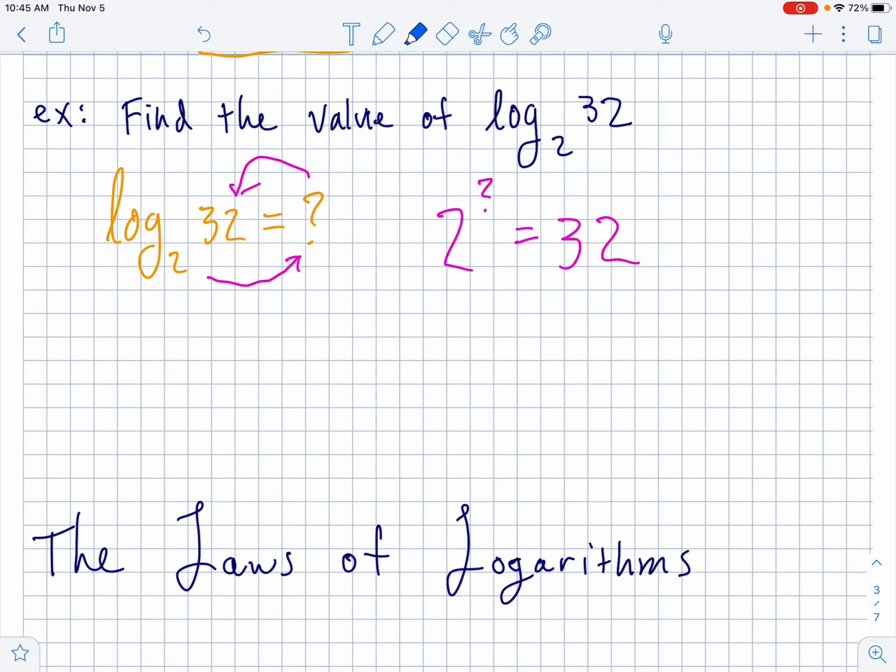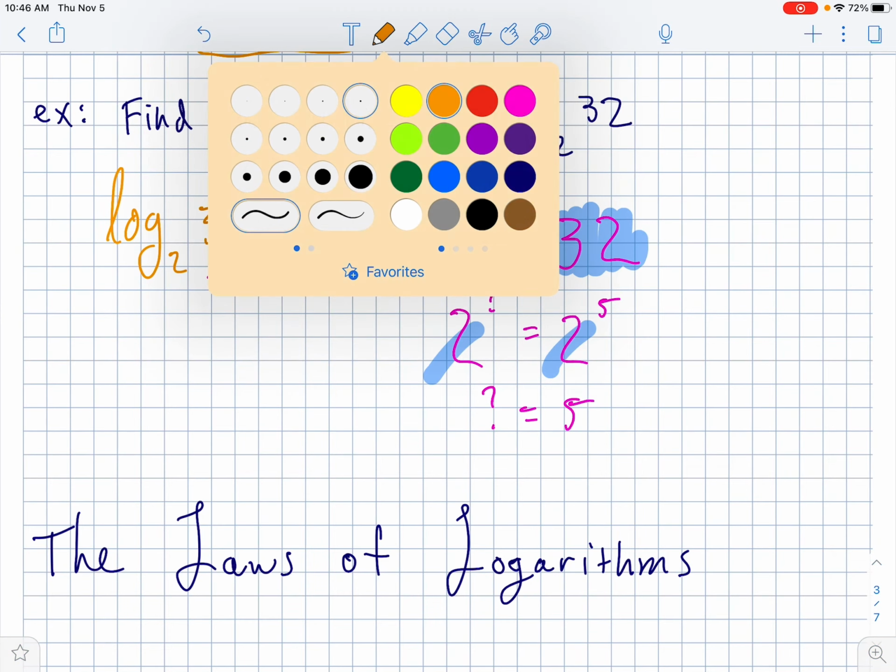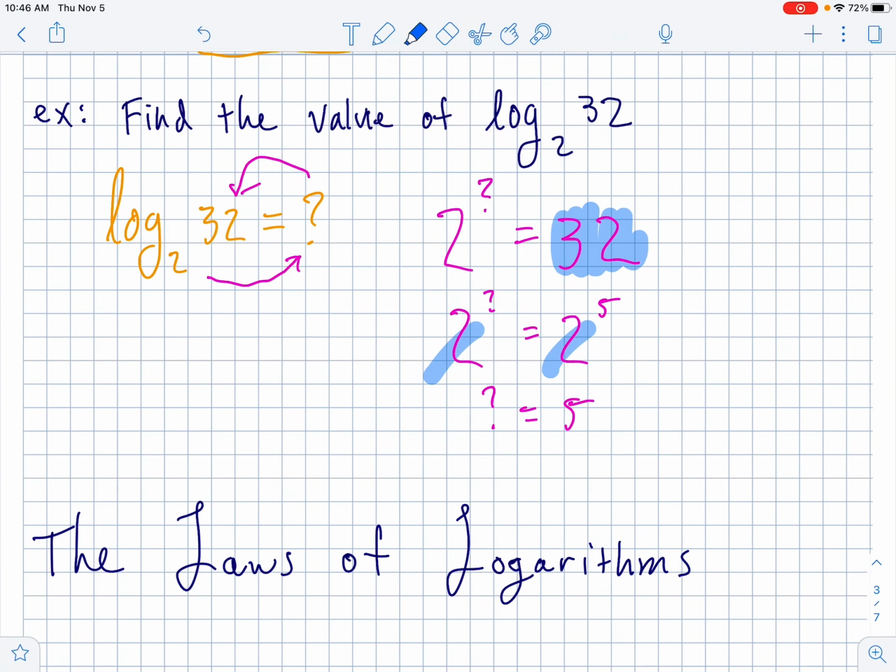Then you just need to be good at spotting those hot numbers that should jump out at you. 32 is a power of 2. This can be rewritten as 2 to the what equals 2 to the 5th. Then you can get rid of these guys and just say the question mark is equal to 5. So back to my OG color. This whole thing, whoops, that's not an eraser. Log base 2 of 32 just reduces to 5. Like that is your answer.